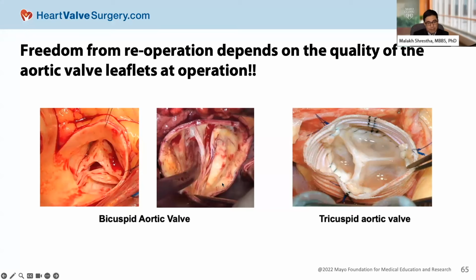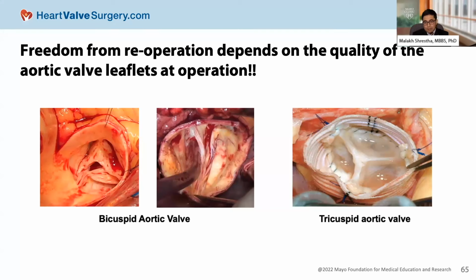So what I'm trying to convince our cardiology colleagues is, please send the patients at an earlier stage, before calcification starts. Because if the aorta is dilated, we know the patients are going to need surgery sooner rather than later, right? So it's better to do them earlier.